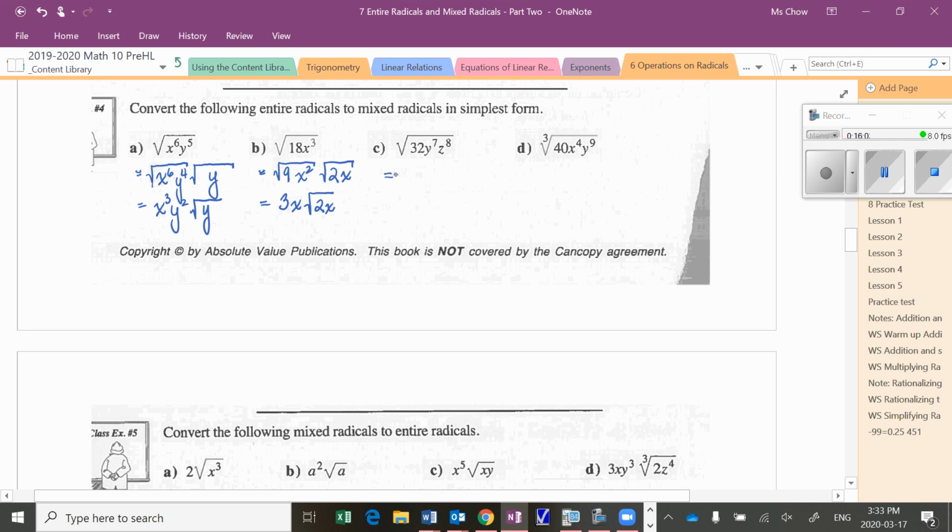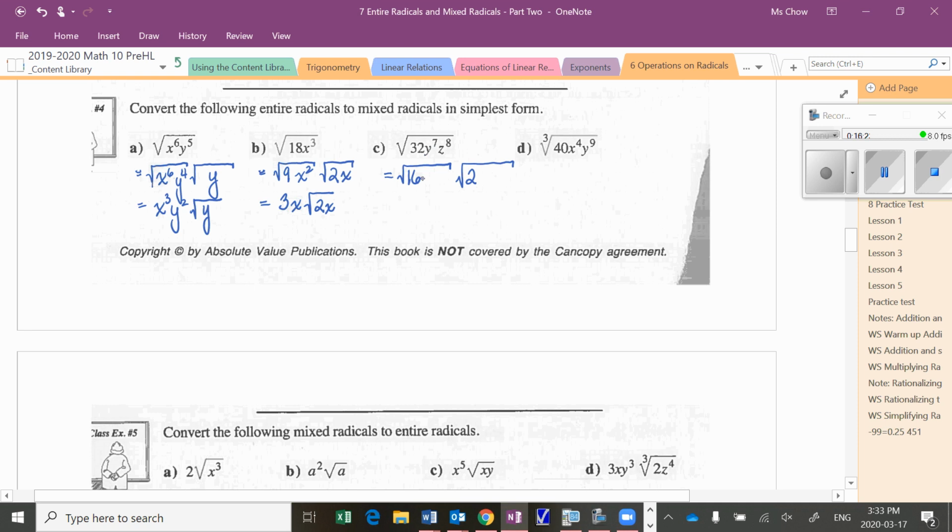And so if you'd like, you can hit pause and try C and D on your own, and then fast forward through and check your answers, or you can work along with me. So if we split them up, then again, the perfect square portion of root 32 is root 16, and remaining is root 2.